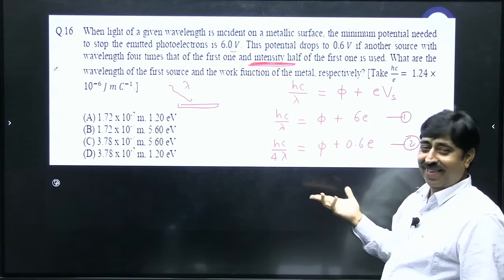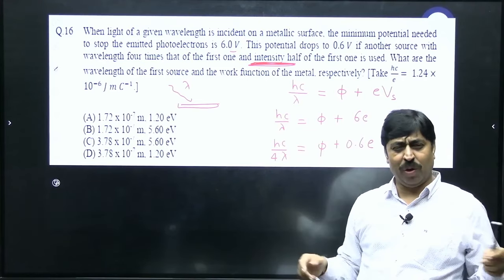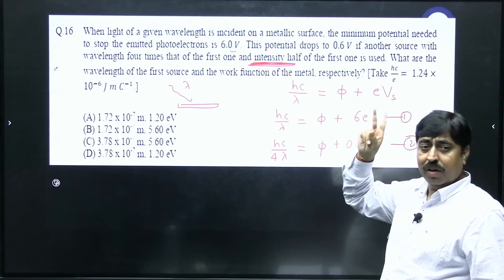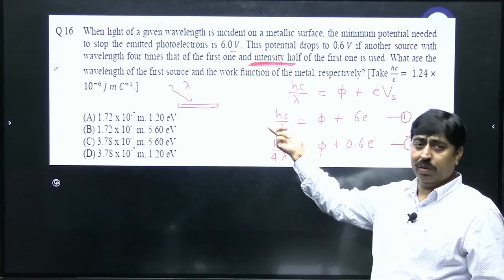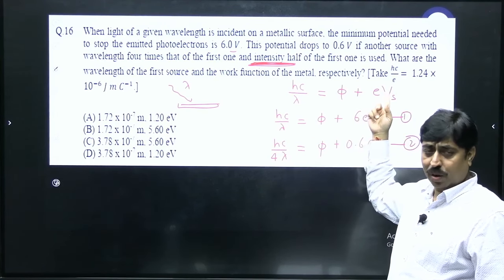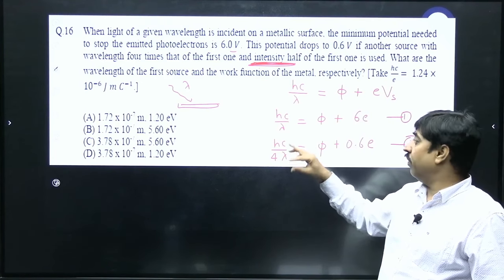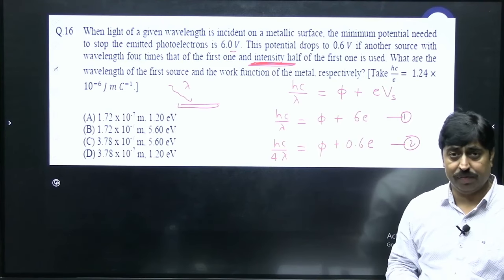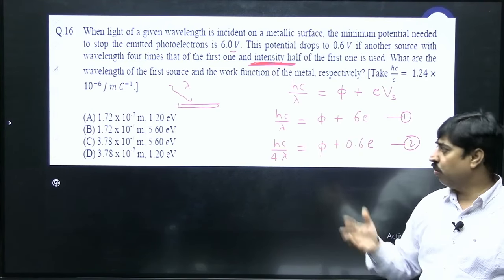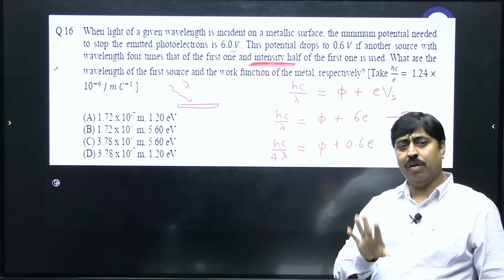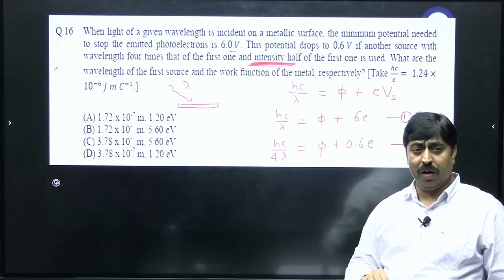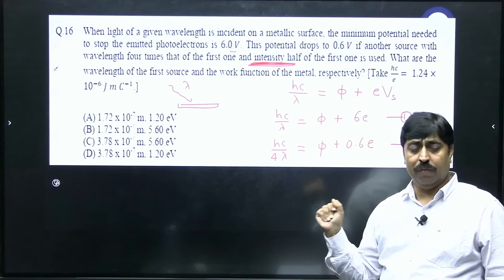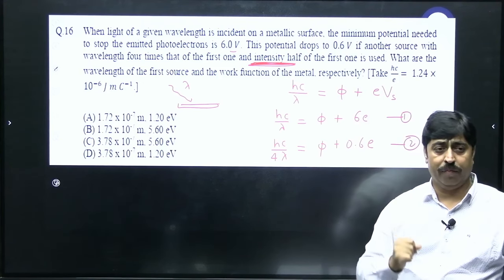Look at the question. These are two equations, a very standard formula everybody knows. Hc by lambda is phi plus E. Now, two sets of data have been given. When wavelength used is lambda, stopping potential difference is 6. When wavelength used is 4 lambda, the stopping potential difference is 0.6. So, you have got two equations and two unknowns, lambda and phi. We have to figure out the values of lambda and phi.